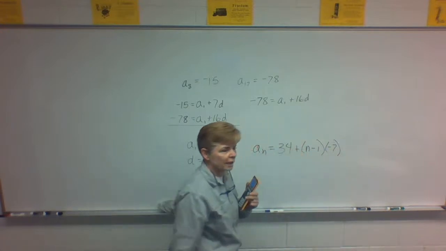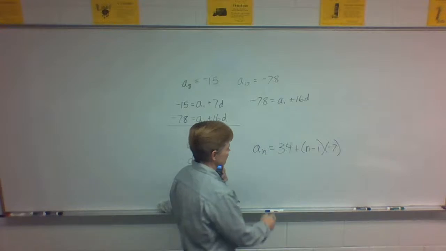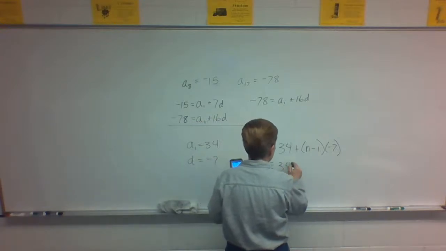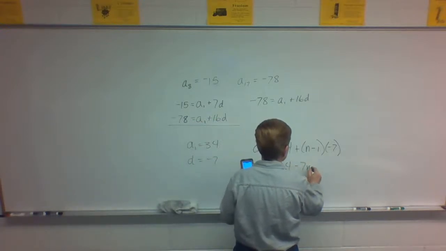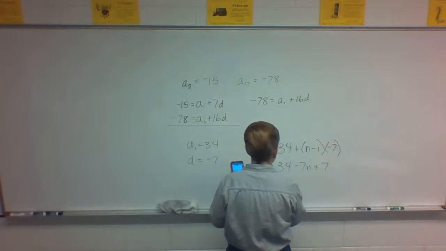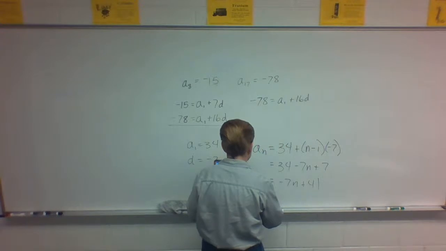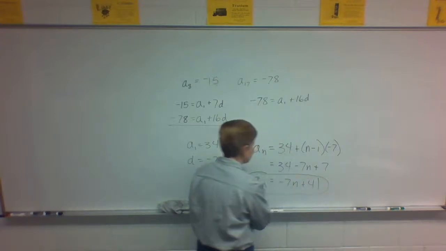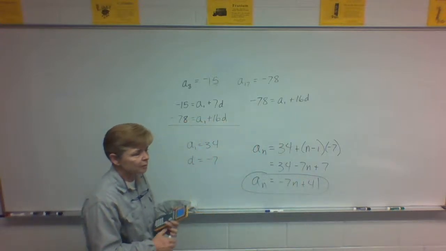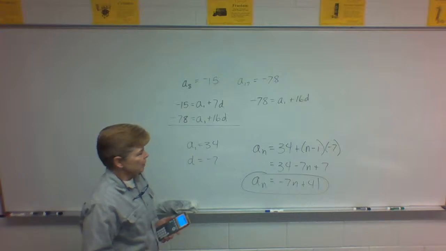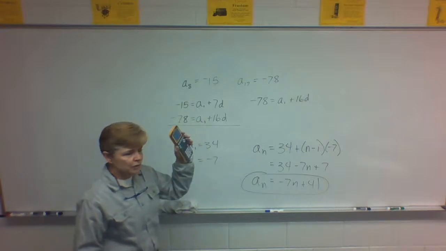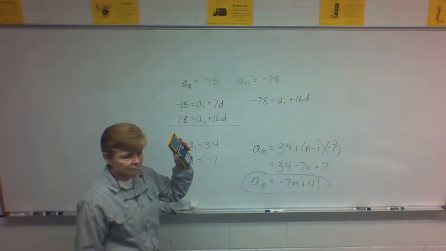That's not what you put in the blank. You still have to clean it up. That's 34 minus 7n plus 7. That's negative 7n plus 41. That's what goes in the blank. And that is a lot of work and a lot of ways to make mistakes. And I only demonstrated how to use this. Does anybody want me to demonstrate any other method?